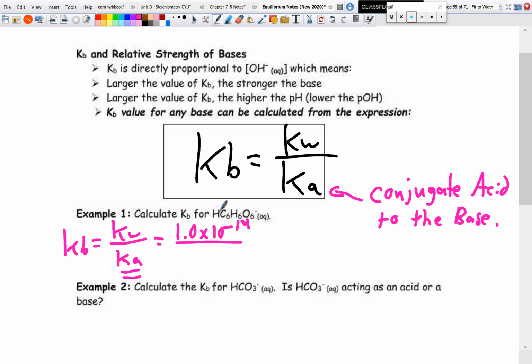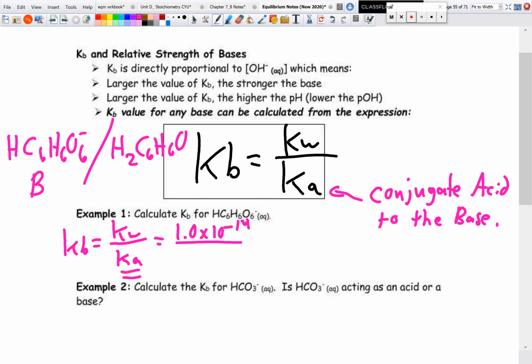So that means if HC6H6O6 minus is the base, then the conjugate acid is going to be, oh sorry, I forgot the negative, H2C6H6O6. H2C6H6O6 is the conjugate acid. So we need to search the Ka for this one right here.